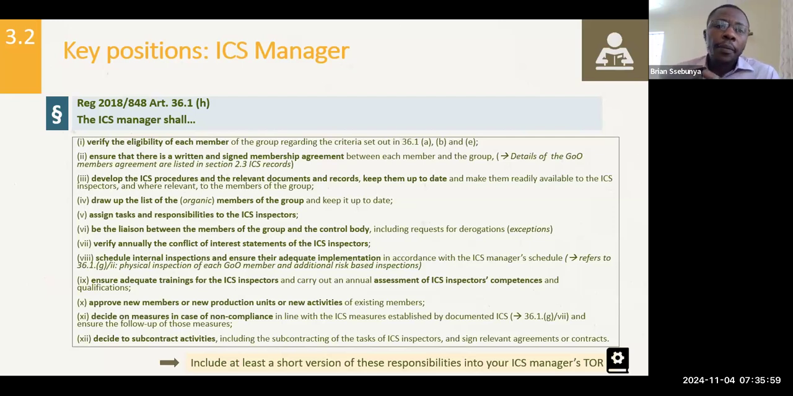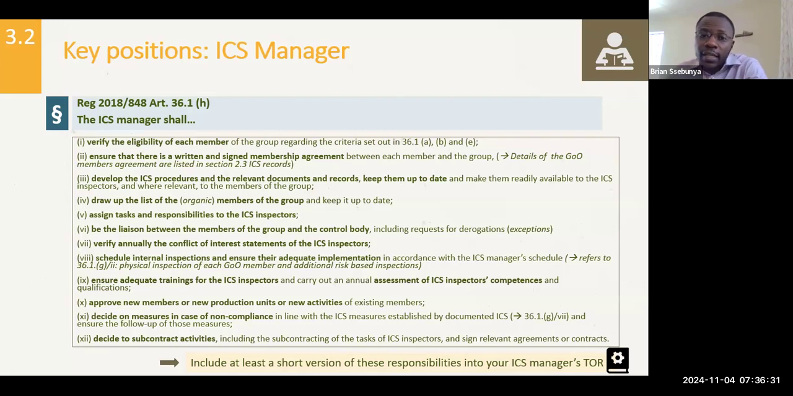This is now an extract from the regulation, again, to clearly show how detailed the regulation is when it comes to the role of the ICS manager. This is a very, very critical role, and for any group of operators to stand, they really need to put a lot of attention to it. I've already talked about these roles, but I'll repeat for emphasis. Verifying who is eligible to join the group of operators, who is not.